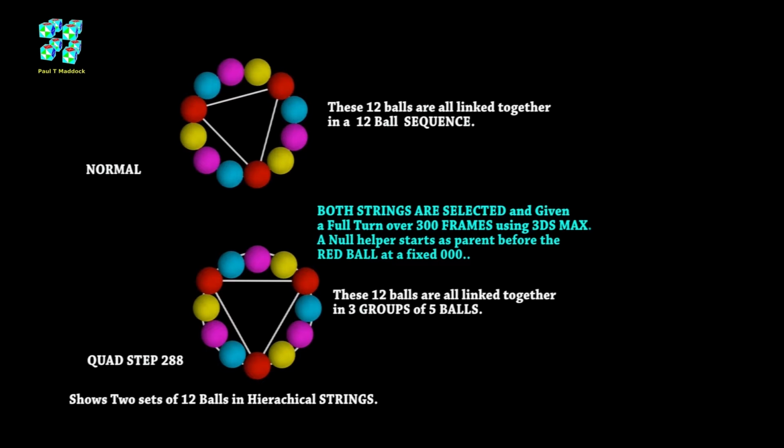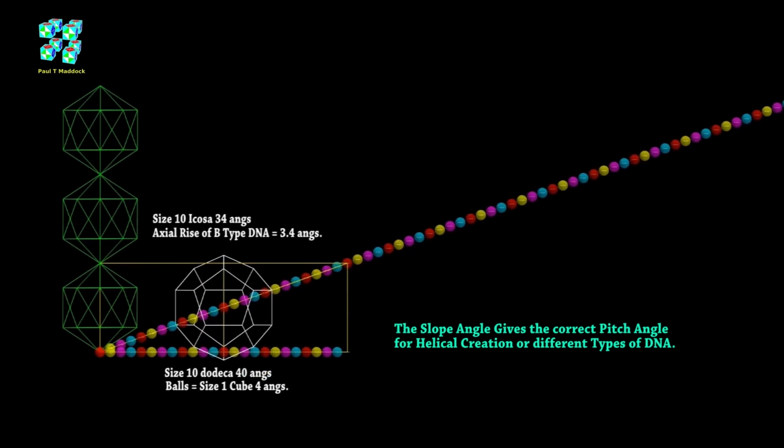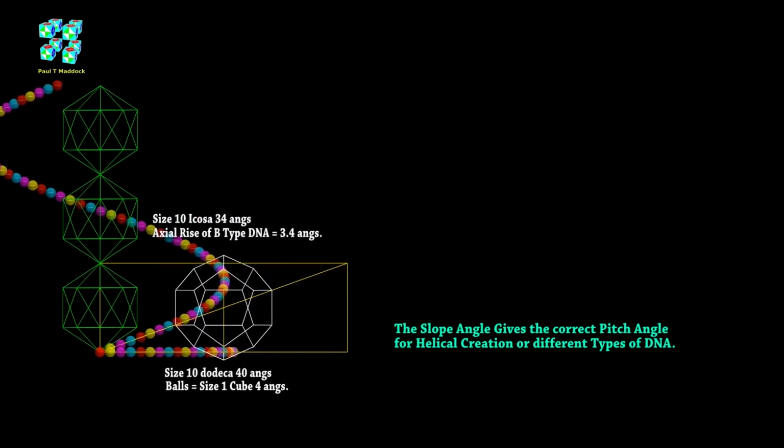Well, I guess this makes a lot of sense to some people, because some show that DNA is one long string. I showed in my earlier videos that these long strings can be turned into different spirals by the slope angle. The slope angle is very important.